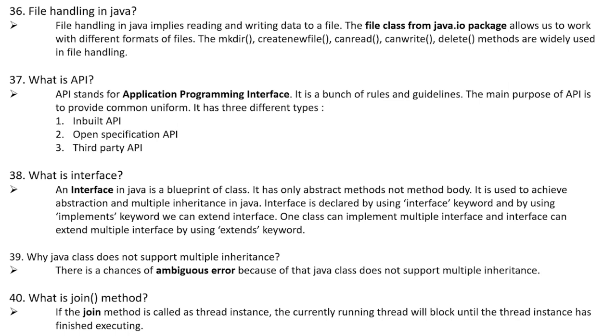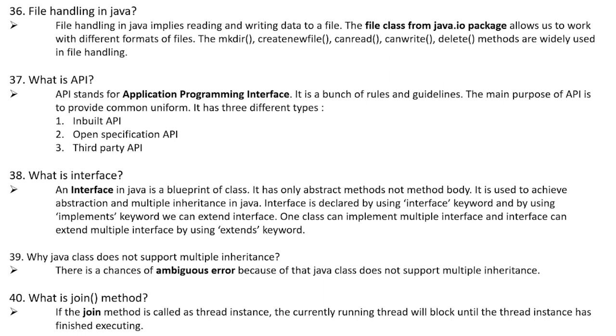37. What is API? API stands for Application Programming Interface. It is a bunch of rules and guidelines. The main purpose of API is to provide a common uniform interface. It has 3 different types: inbuilt API, open specification API and third-party API.